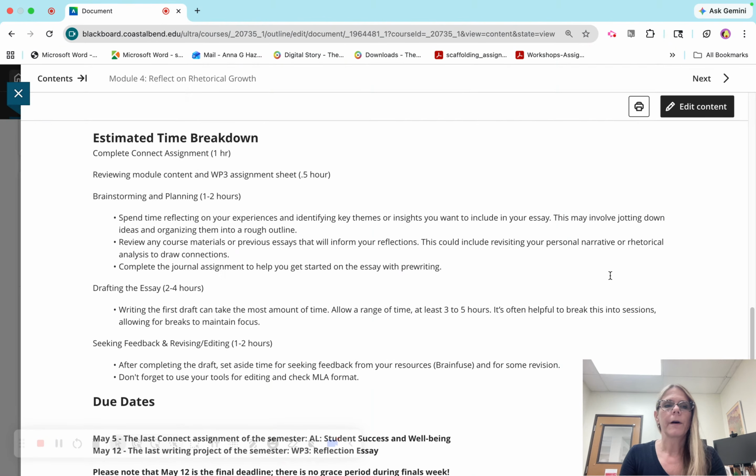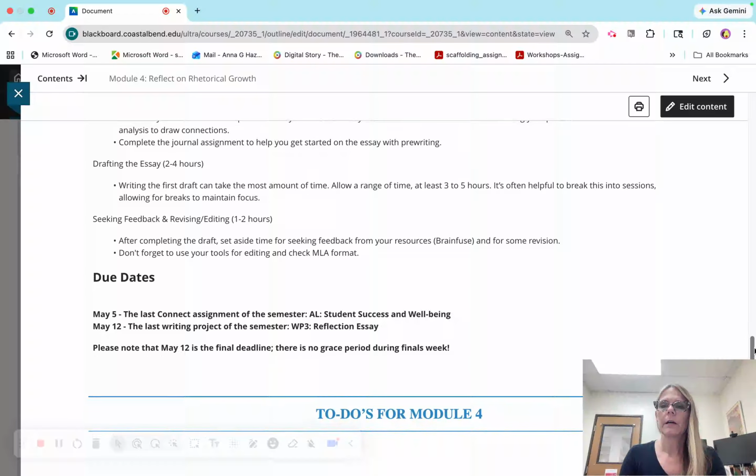And then at the bottom here, a couple notes about the due dates. May 5th, you basically have two assignments. You have a smaller, single Connect assignment all by its lonesome there, and then you have the writing part, the essay that you're going to be doing. Those are the last two assignments. May 5th is the date for the Connect assignment, because you want to get that done early and out of the way so you can start thinking about the paper.